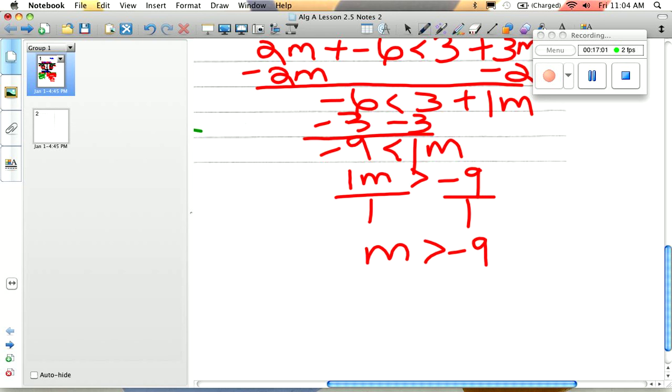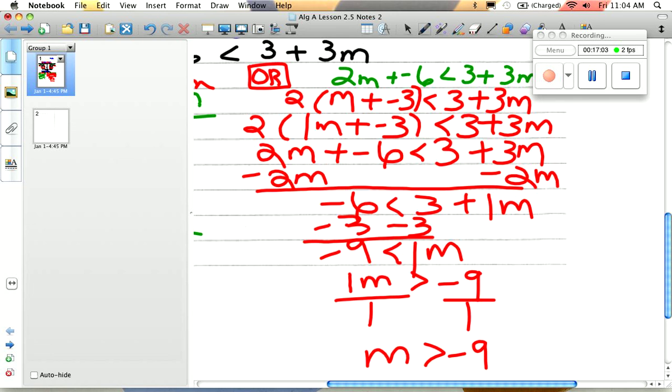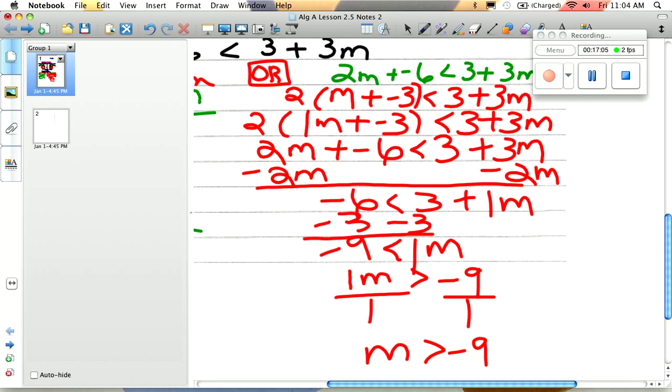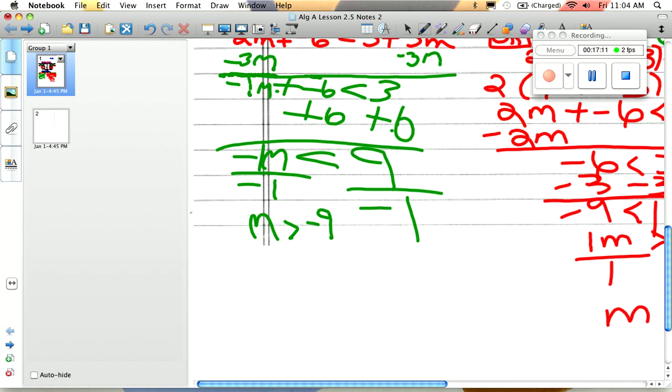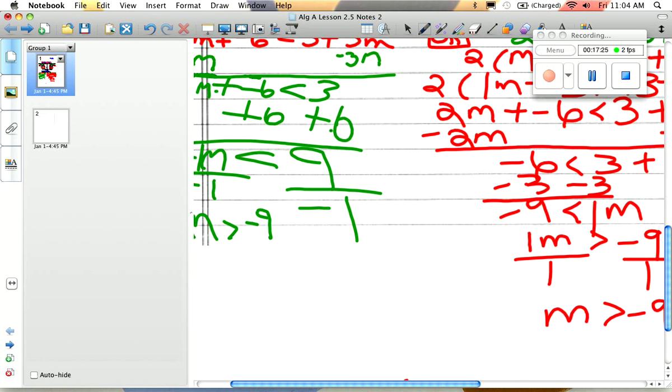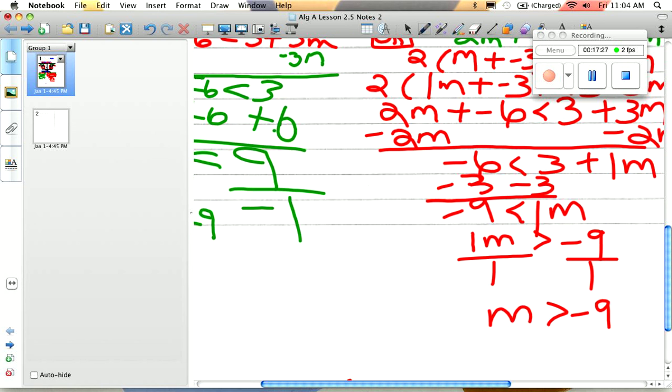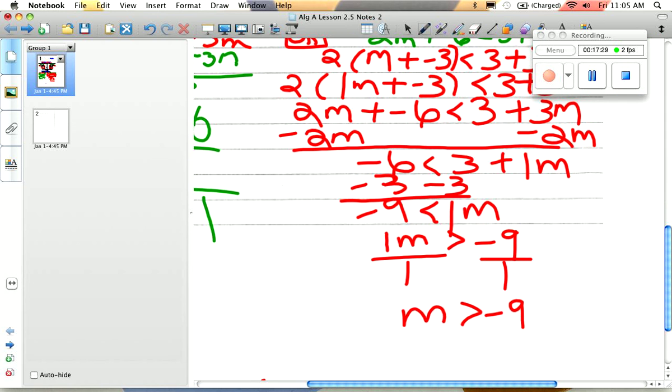Okay, so either way, they both got the same answer. Here's what happened: Malcolm ended up with a negative number of m's by moving him to the left side. Then, in the process of solving it, he had to divide by a negative and had to switch the sign.